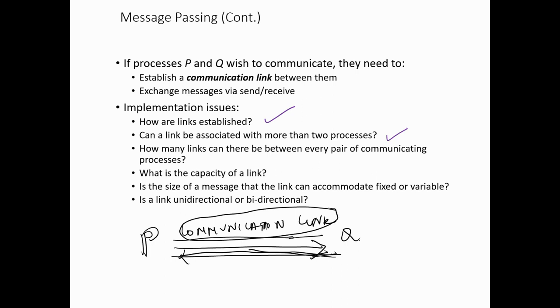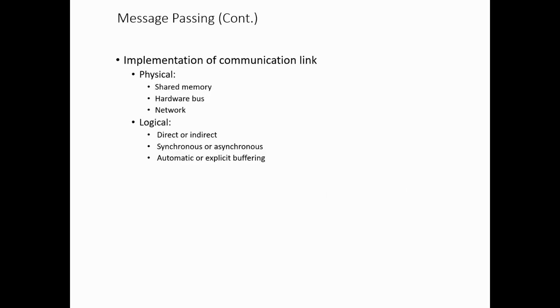And is the size of the message that the link can accommodate fixed or variable? We are supposed to give it in advance, or it can be dynamic. Or is a link unidirectional or bidirectional? That means only P can send and cannot receive, and Q can only receive and cannot send; it can be unidirectional, or it can both send as well as receive, which is bidirectional. So there are implementation issues we are supposed to think about before establishing a communication link between the processes.